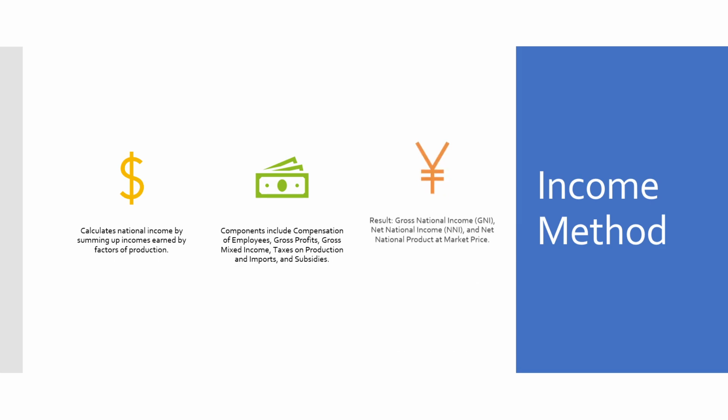The sum of these components gives the gross national income, and by subtracting depreciation, that is wear and tear of capital, we get the net national income. Adjusting for indirect taxes and subsidies further yields the net national product at market price. The next one is the expenditure method. The expenditure method, also known as the product or output method, calculates the national income by summing up all the expenditures made on final goods and services within a specific time frame.